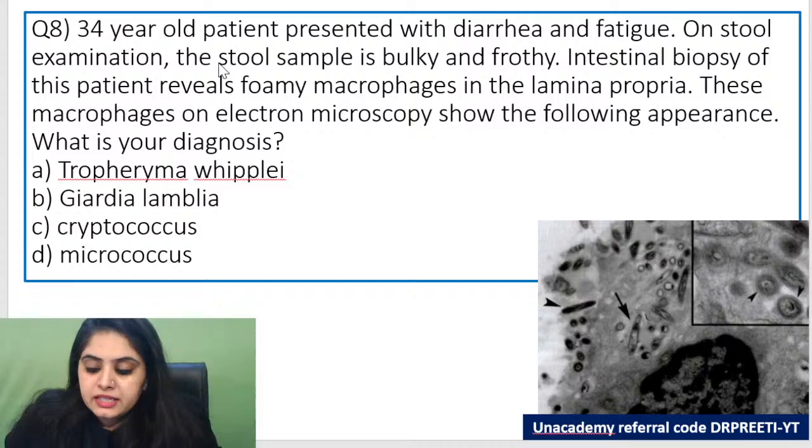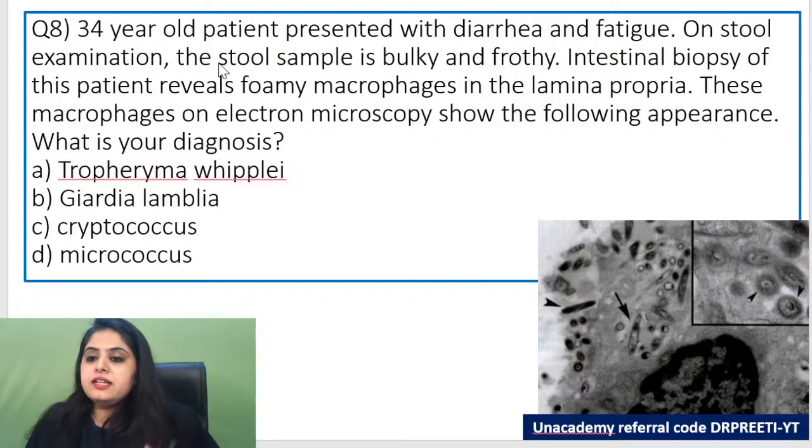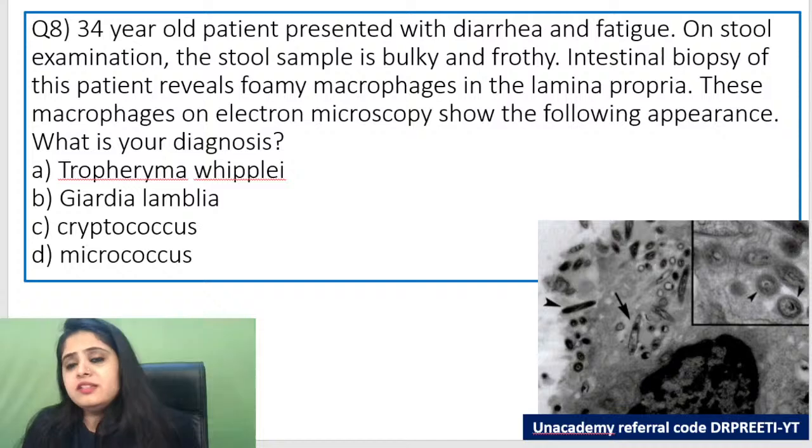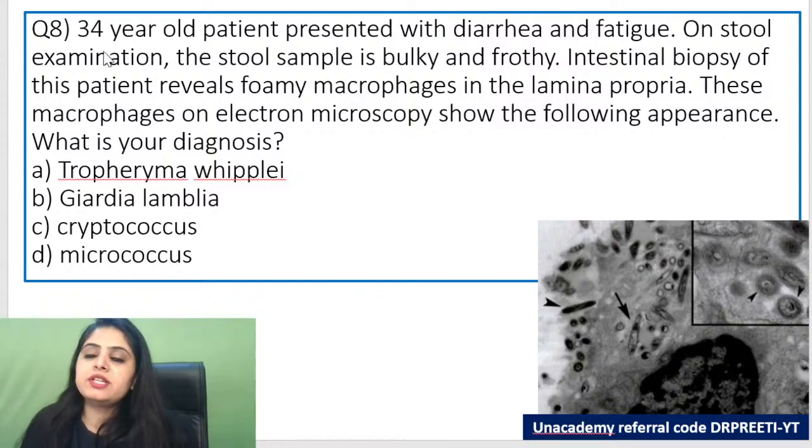Okay, so now tell me, in this question, was the hint in the image or was the hint in the question only? That is what I want to tell you. All of you are very scared of electron microscopy and you don't have to be, because if you read your question well, you'll get your answer anyway.